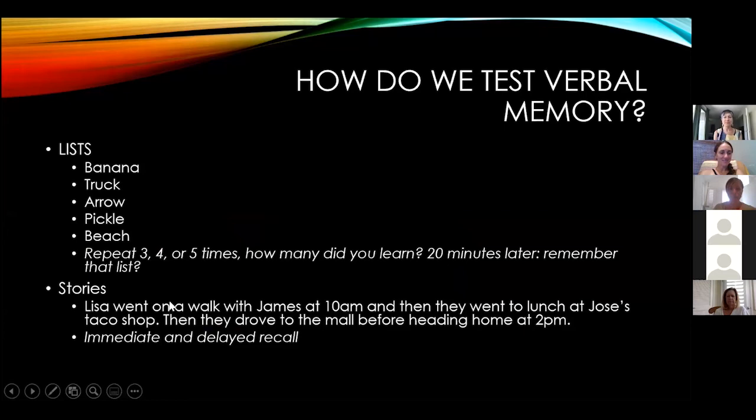And then the other way is stories. So we might read somebody a little story or a more long story if we're being really mean, and then we'll ask them to tell us which elements of the story they remembered, and then again 20-30 minutes later you kind of spring it on them.